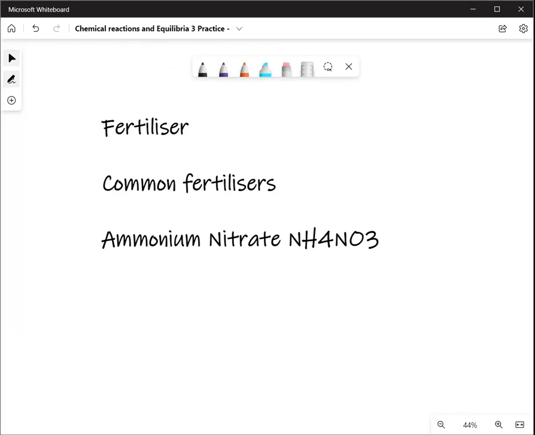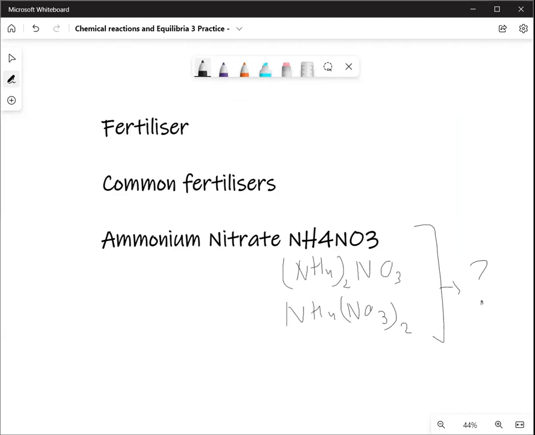Why is this NH4NO3, Niranjana? Why is it not NH4 2NO3, or NH4NO3 2? Why not? Which of these do you think is correct? I feel like the first one. Why? I don't know, but the first one feels right.